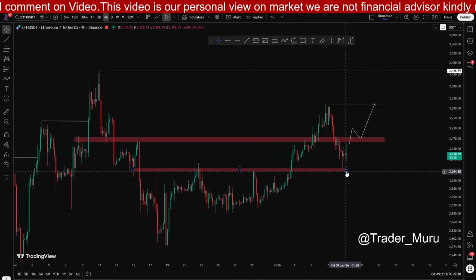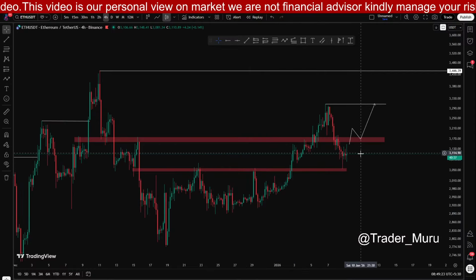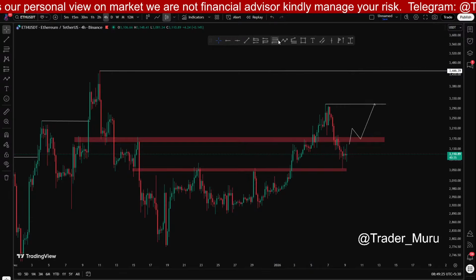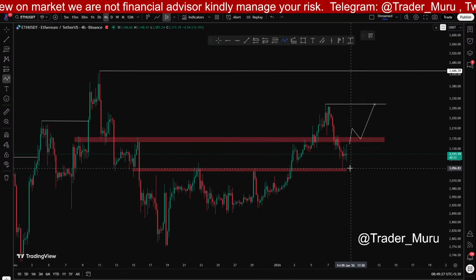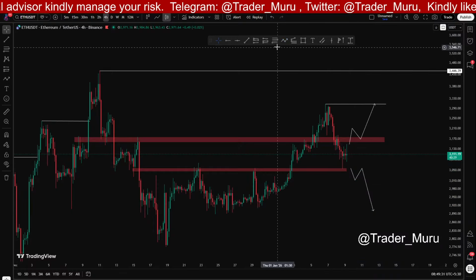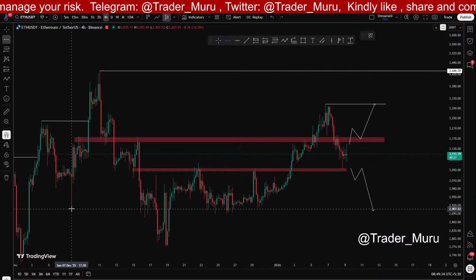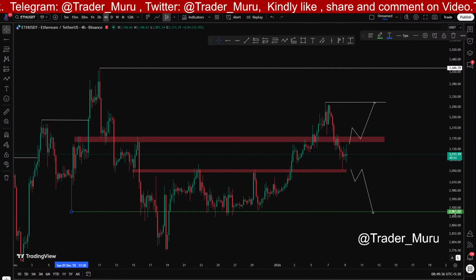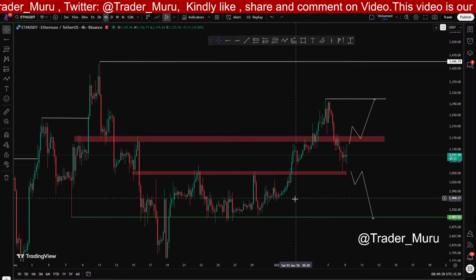So this is the support zone, and price is trying to hold this, and if price breaks below this, this will be a short opportunity till this one here for the price of 2907.